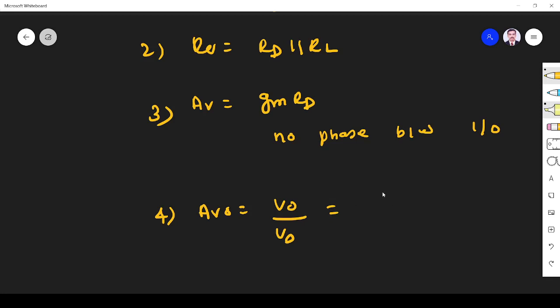It is resistance in drain circuit, RD parallel RL, divided by resistance in source circuit, Rs plus 1 by Gm. So these are all the things you must know whenever you work with the common gate amplifier.